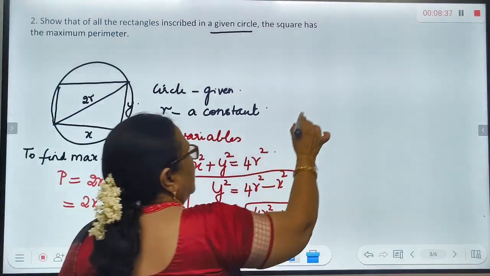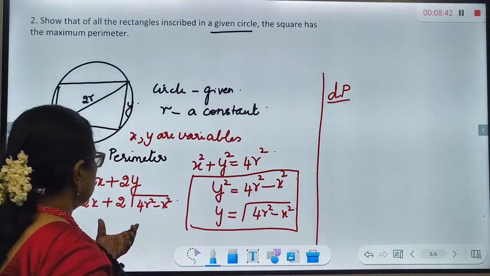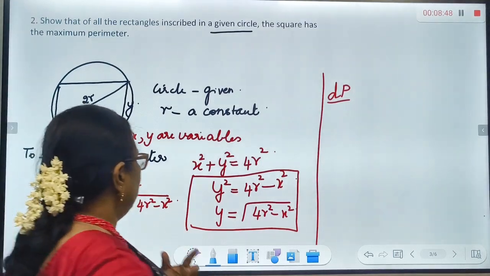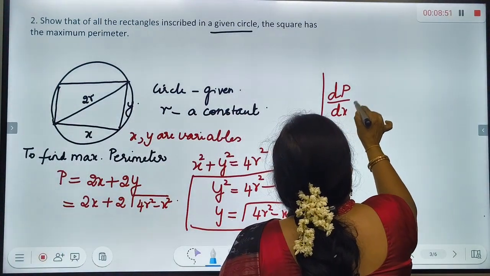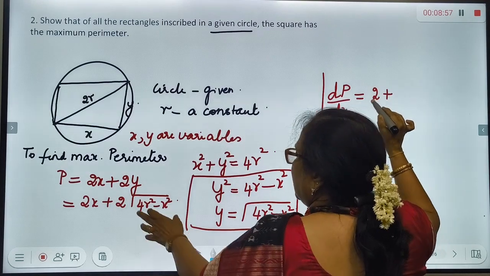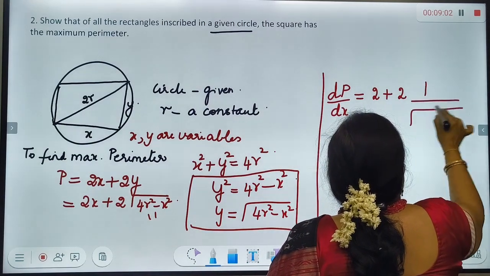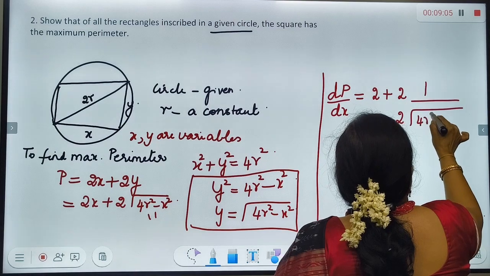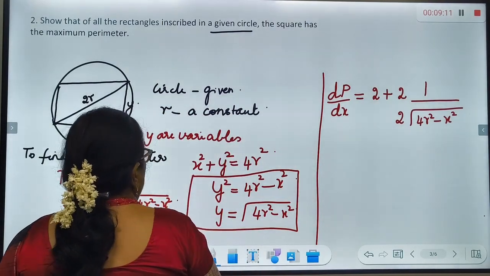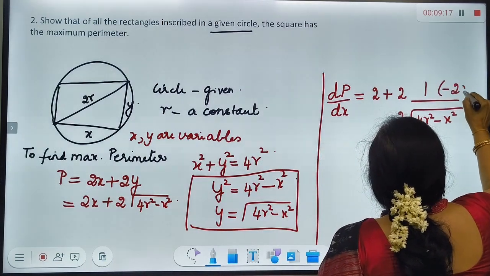I have to differentiate to find the critical point. So P has now been expressed as a function of a single variable x, as r is a constant. So I am going to find dP by dx. Therefore, it will be derivative of 2x, which is 2, plus 2 into derivative of this, which will be 1 by 2 root of 4r square minus x square, into derivative of minus x square, which is minus 2x.